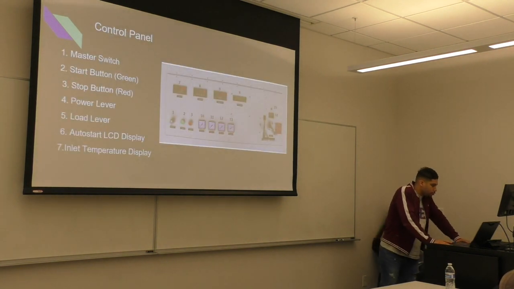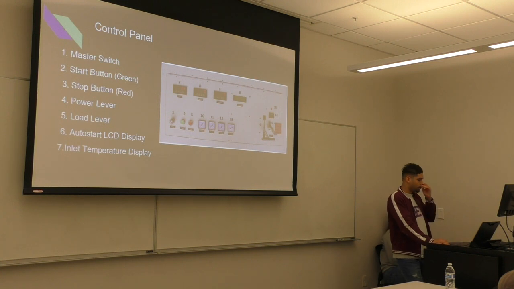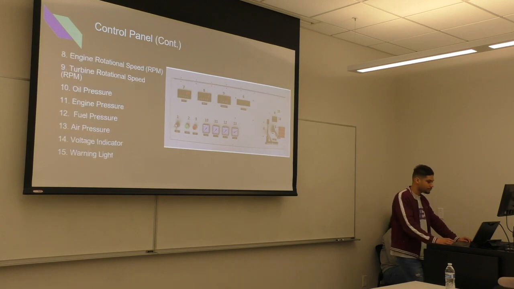So for our control panel, at 1 we have the master switch, 2 is our start button, which is the green one, 3 is our stop button, which is the red one. If you look all the way to the right, we have 4 and 5, which are our power lever and our load lever. Number 6 is our LCD display, and number 7 is going to be our inlet temperature display.